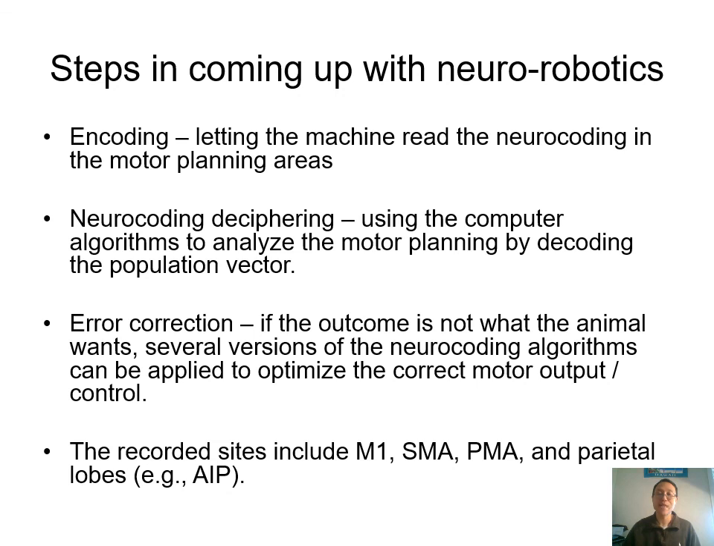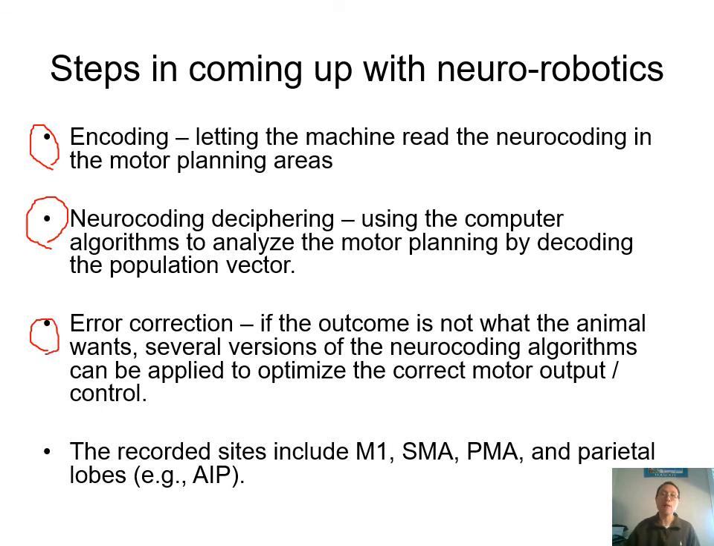Now, what are some of the steps involved in coming up with neural robotics? First, you need to encode, so you have to let the machine read the neural coding in the motor planning areas, whether the supplementary motor areas or the primary motor areas. The next thing is neural code deciphering, as I said in the previous slide. This uses a computer algorithm to analyze the motor planning by decoding the population vector, so you want to sample as many cells in the population as possible. The third step after that is error correction.